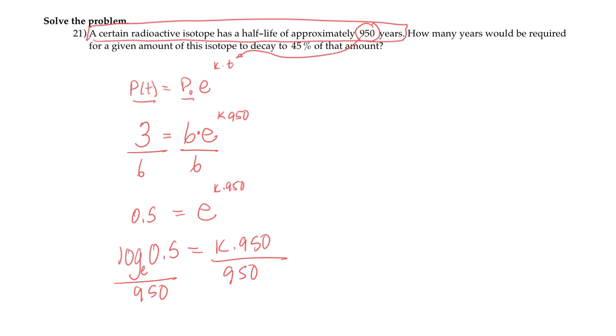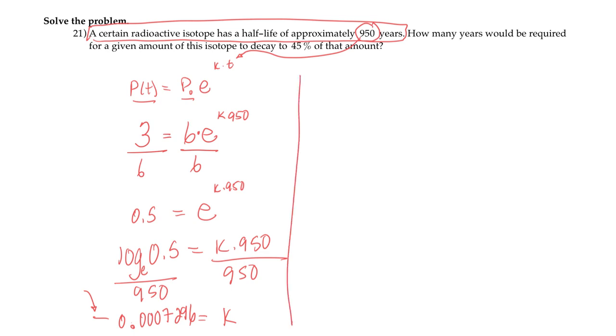Let me just do that on my calculator quick. Now log base e is the same as ln, right? So I'll just use ln. So ln of 0.5, close the bracket, divide by 950. It gives me a k value of negative 0.0007296, etc. I'll use that whole number later when I do the calculation. Notice it's negative, so that tells me that it's decaying, or getting smaller.